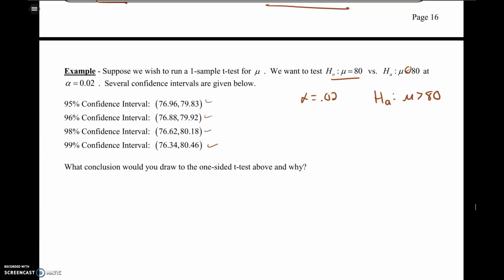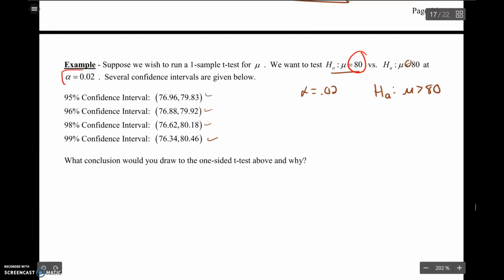So just looking at this, our null is that it's 80. This one does not have 80 in it, this one does not have 80 in it, but these two have 80 in it. So two of them are going to give you one conclusion and two are going to give the other. The question is, which one should we look at? It's very common on a test for kids to just say, well, alpha value corresponds to 98%, right? Well, it would if it was a two-sided test, but this one is a one-sided test.